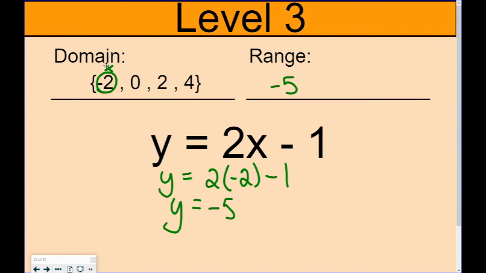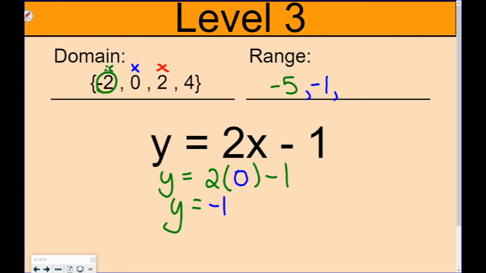But there's more than one. So now let's look here. Now my x is going to be 0. I'm just going to do a little erasing because guess what? I can. So now I'm going to plug in 0 right there. So 2 times my new x value of 0 minus 1 is going to give me -1. So my next range value, my y value, is going to be -1.